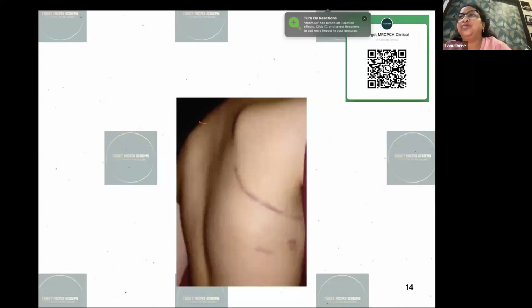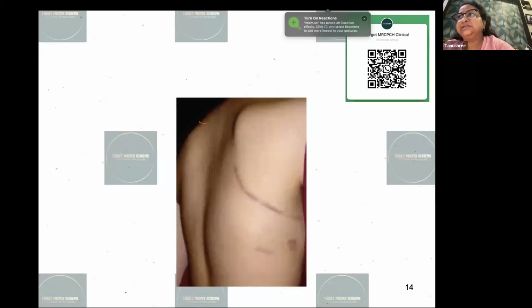What about the precordium? Any pulsation? Any hyperdynamic apex? You cannot make out any pulsations or any hyperdynamic apex. You can't see anything particular. Okay, so I put my hands on both sides of the chest and try to locate the apex.